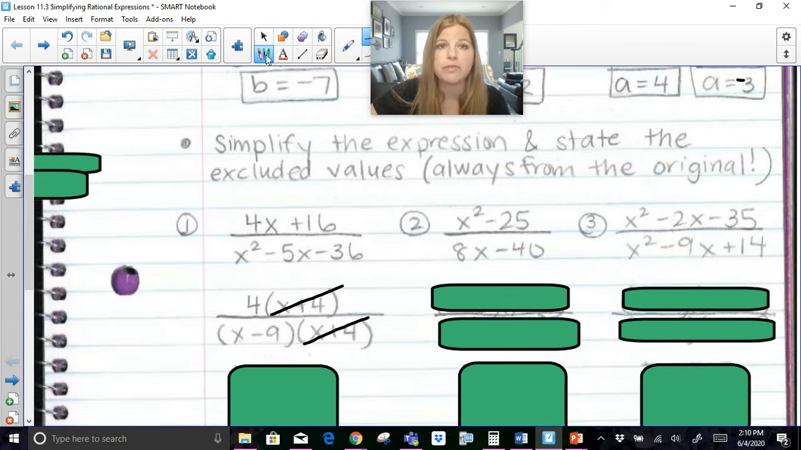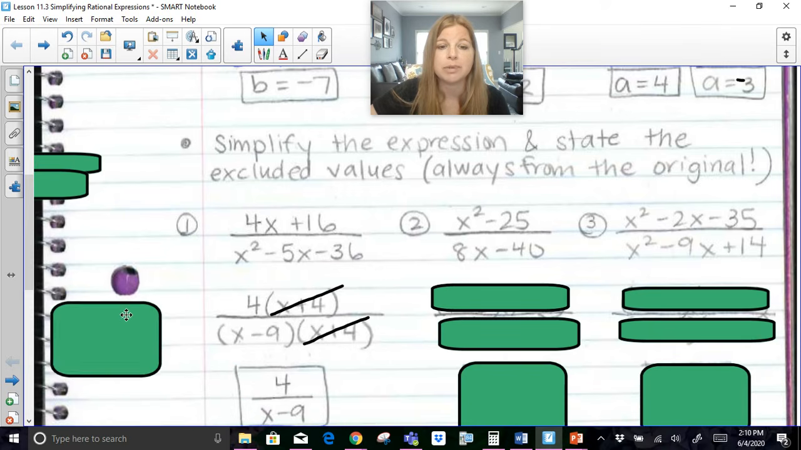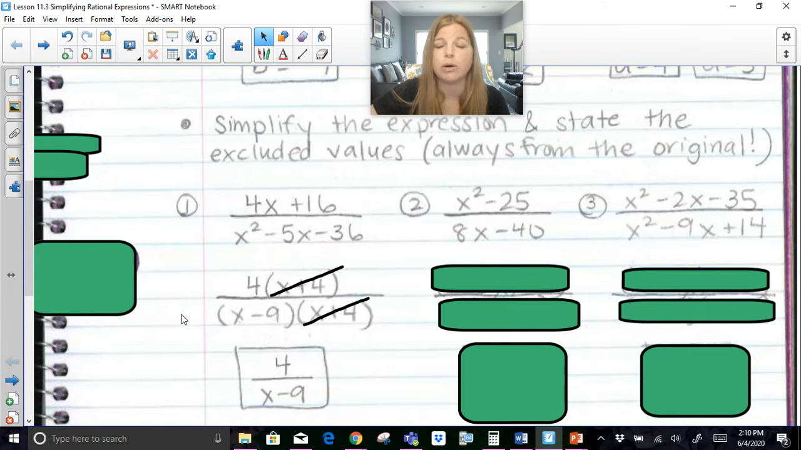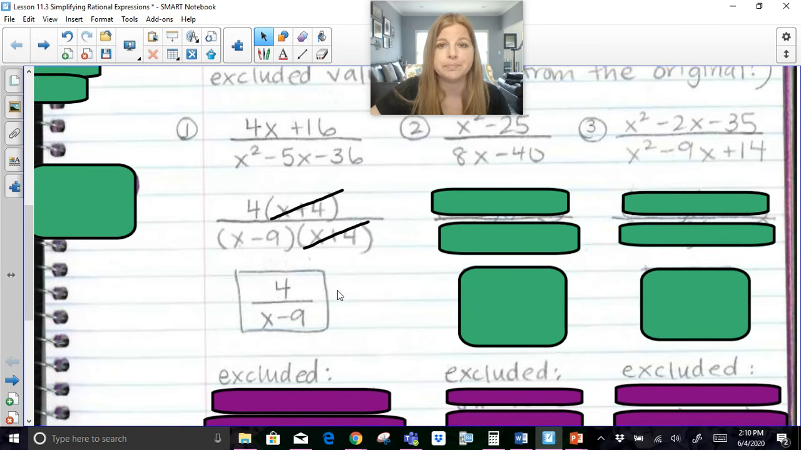We get to cross both of those out, and then our simplified expression is just 4 over x minus 9. That's it. That is my final answer. I can't go any further. I can't do 4 divided by x or 4 divided by a negative 9, so it would simply stay.